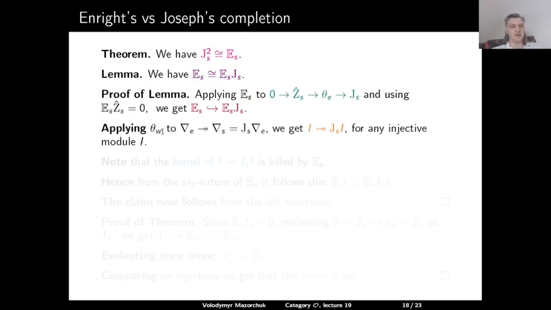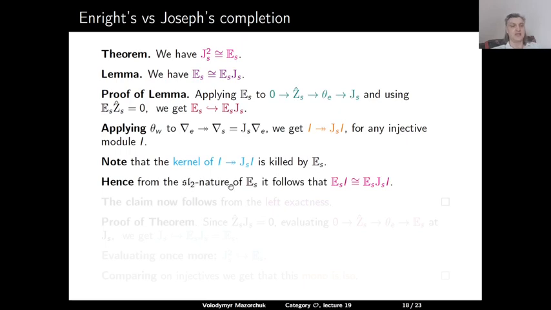Applying the projective functor theta W to the surjection of nabla E onto nabla S, and this one is J_S applied to nabla E, we get that any injective module surjects onto its image under J_S. So here we use that J_S commutes with theta W, so we can pass theta W through J_S here. And of course, the kernel of this surjection is killed by E_S from this sequence. So from the SL2 nature of E_S, it follows that E_S applied to I is isomorphic to E_S applied to J_S I. And now the claim follows from left exact functors. So we have a natural embedding of left exact functors, which is an isomorphism on injective modules. So this must be an isomorphism.